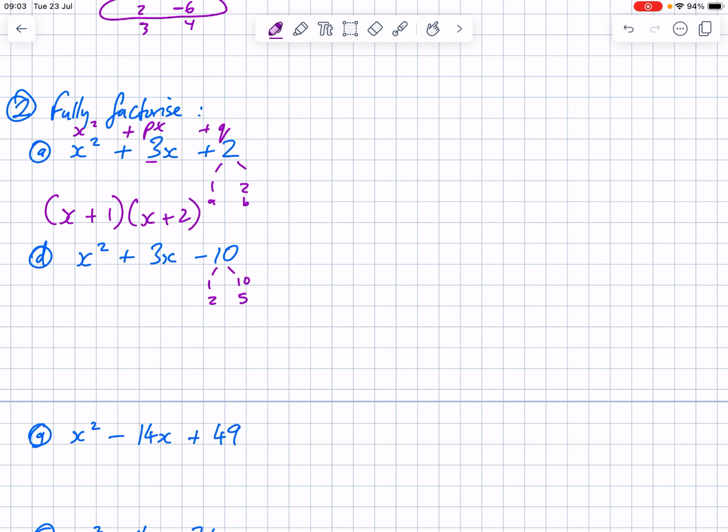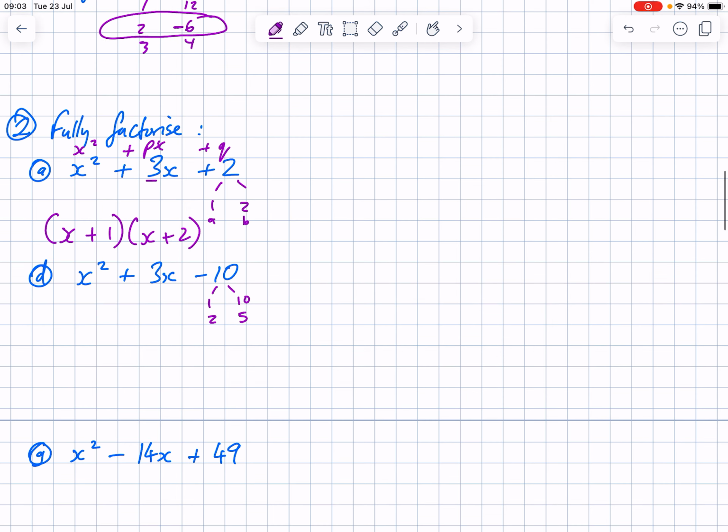2 and 5, that's it. Is there any way that I could get 3 using 1 and 10? No. Is there a way that I could get positive 3 with 2 and 5? Yes. If I had negative 2 and I added 5 to it, I would get positive 3. And also, negative 2 times 5 is negative 10. So this factorizes to x take 2, x plus 5.